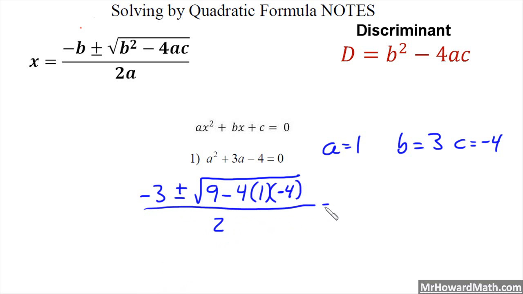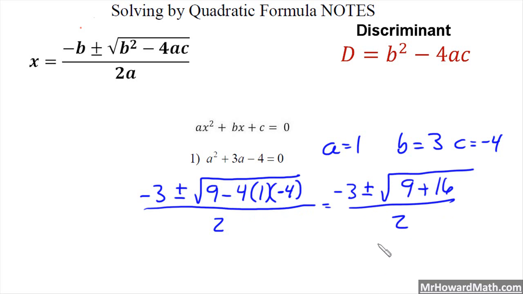Then in the next step you can do as much simplifying as you like in each step. So 9, and then we would subtract 4 times 1 times negative 4. So altogether, if you multiply negative 4 times 1 times negative 4, you get a plus 16. In this next step, you could go ahead and make that 25 or leave it this way. We'll just leave it that way for now. In the next step, again, you can shortcut this a little bit and make it 25 right here instead of writing 9 plus 16. Doesn't matter. So right now we have negative 3 plus or minus the square root of 25 all over 2.